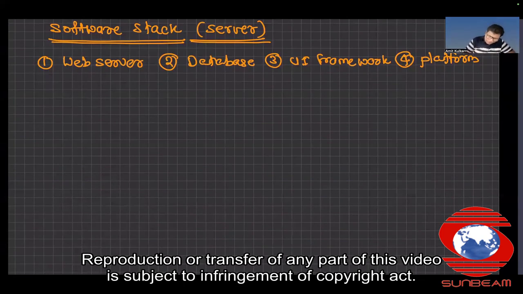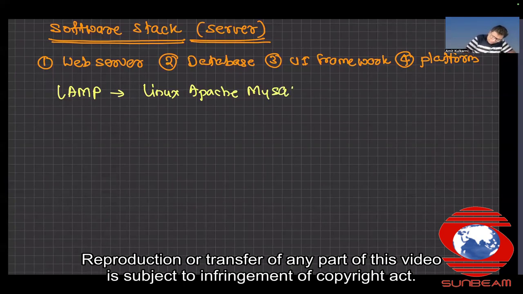Now, when you talk about the software stack on the server side, there are a few popular stacks available. One of them is called a LAMP stack. L stands for Linux, which is a platform. A stands for Apache, which is a web server. M stands for MySQL, which is a database. And P stands for Python or Perl or PHP. All of them were popular languages earlier, not now. It's kind of deprecated now. No one uses that anymore.